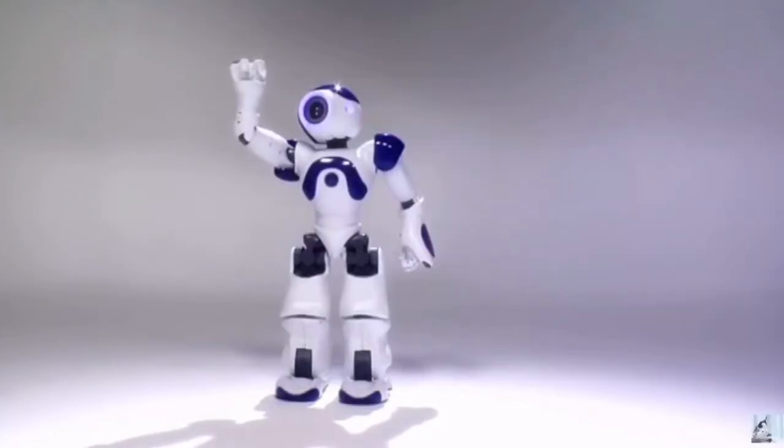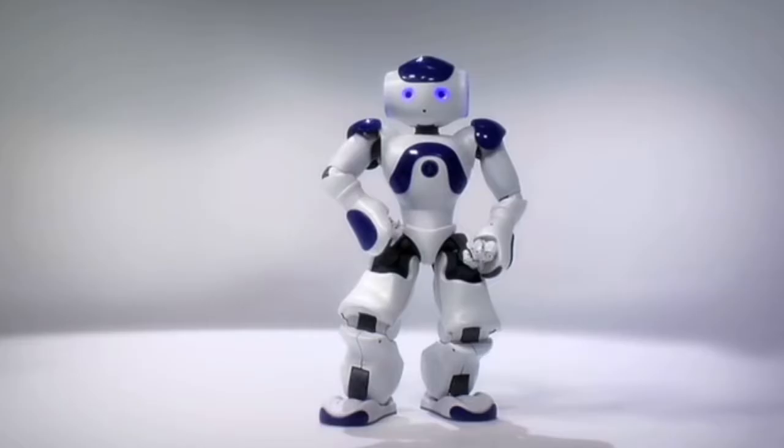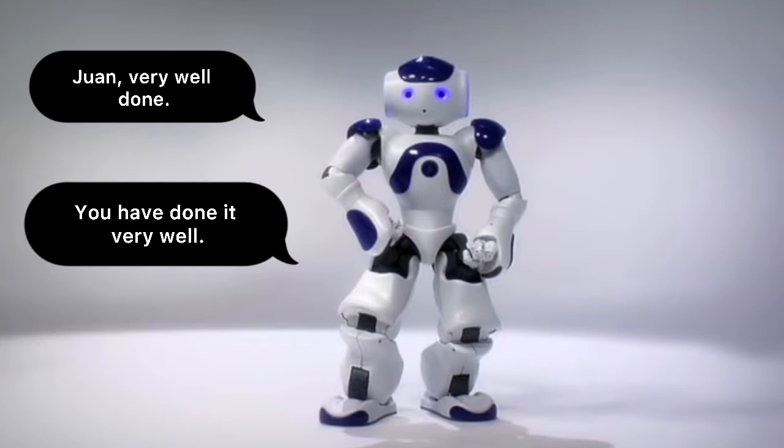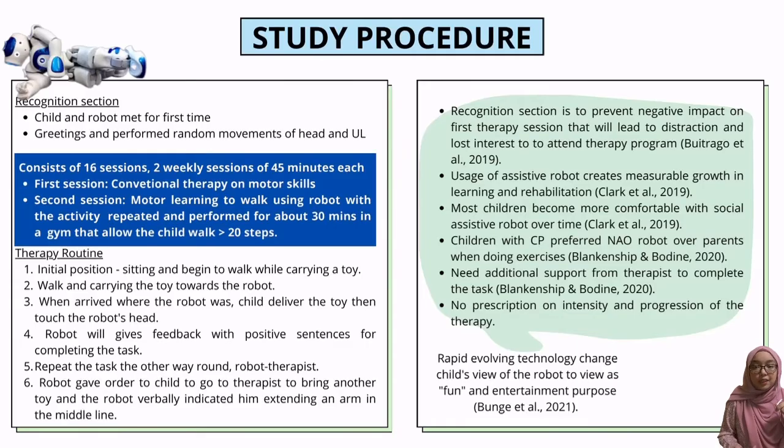Then, the robot will give feedback with positive sentences for completing the task, such as "Right, very well done. You have done it very well. Very good, July. You have brought the toy." The activity will then be repeated the other way around, where the robot will give an order to the child to go to the therapist to bring another toy.